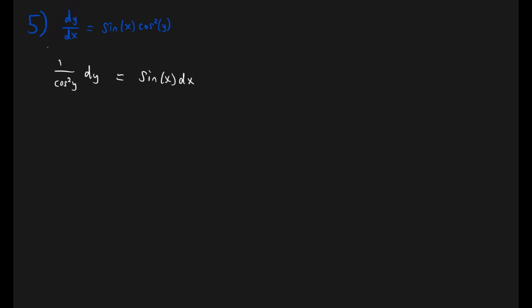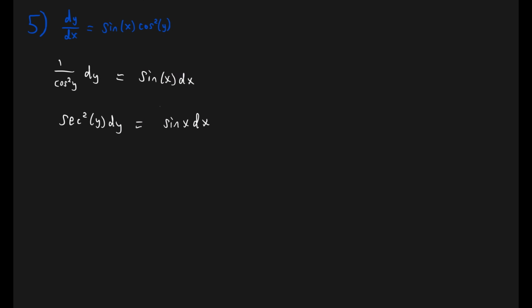Awesome. Now we can integrate both sides. However, before we do that, let's recognize that 1 over cosine squared y is the same as secant squared y. And that's an important trigonometric identity from Calc 2 and Calc 1 that we have to remember for the remainder of our differential equations journey. It's going to come up a lot, so let's remember to commit all those trigonometric identities to memory. So this becomes secant squared of y dy is equal to the sine x dx.